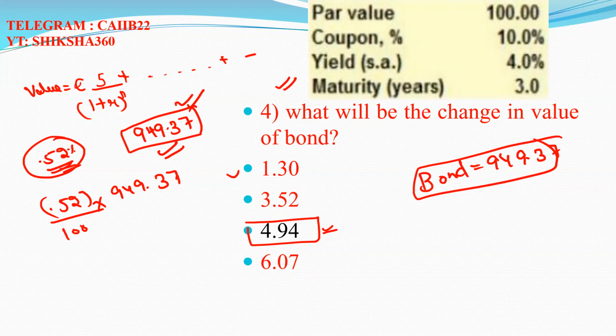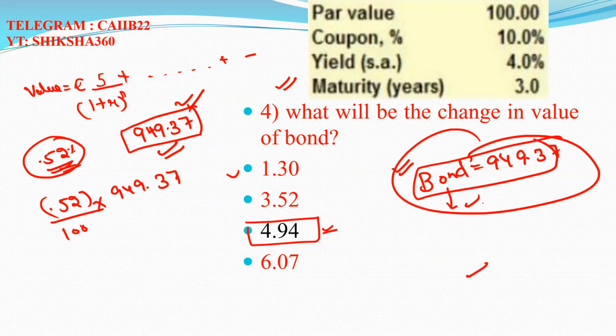If you assume that the value of the bond is 949.37, the answer will be 0.25%, at 5.52%. This is the change in the value of the bond. I will post the handwritten solution, how we can get this value. We have already discussed in the class how we can calculate the bond.